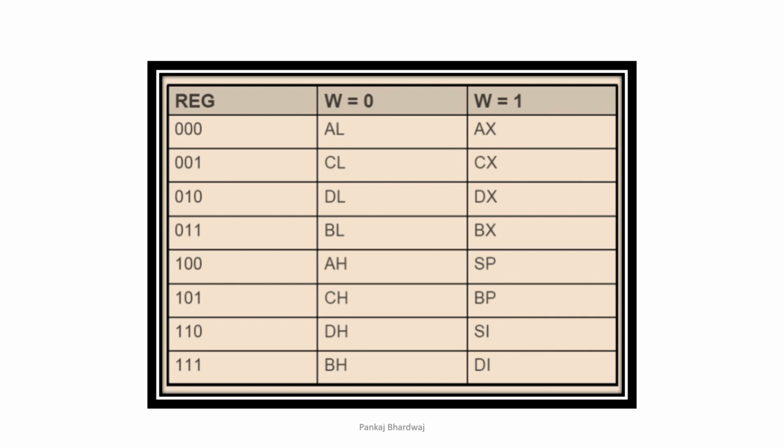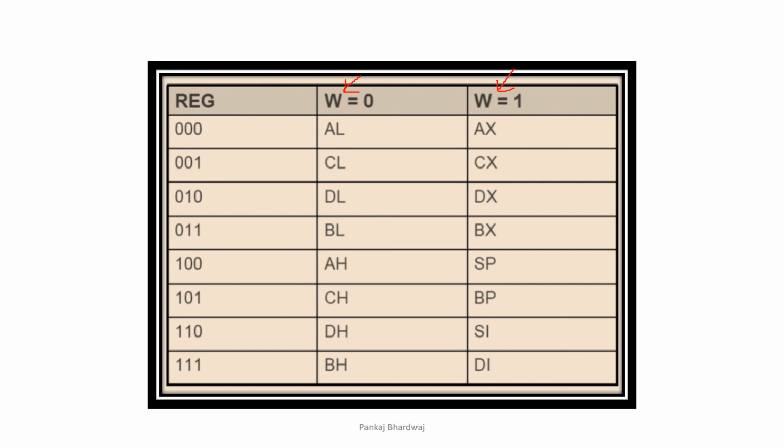So to define all 16 combinations, we need to use 3 bits to define the register field, and the other bit which is the W bit, which was used as a width bit, but in this case the W bit is used basically to define the register combinations.